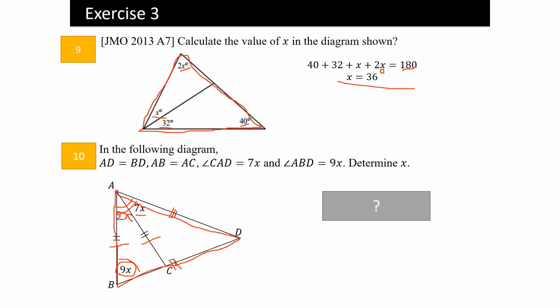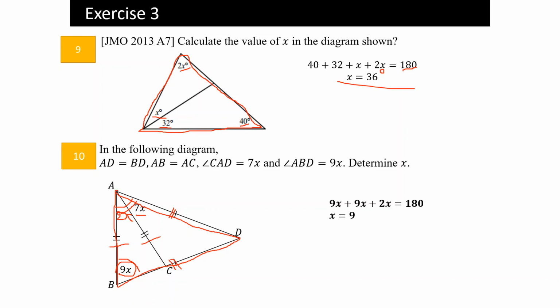So now we can go ahead and find our value for x. Based on that, we know that 9x plus 9x plus 2x is equal to 180. And then we solve for x. So we know x is equal to 9.